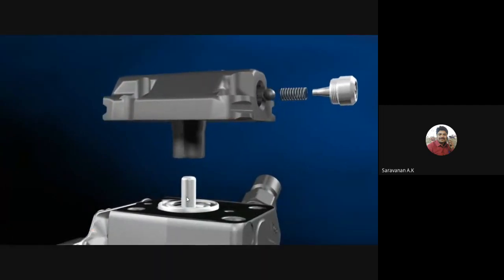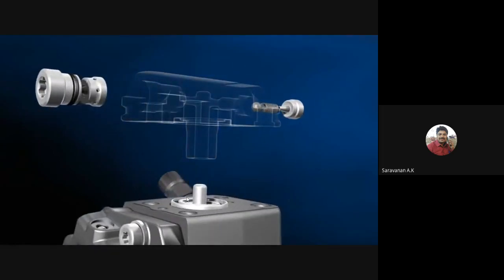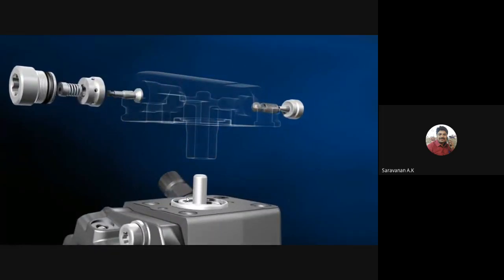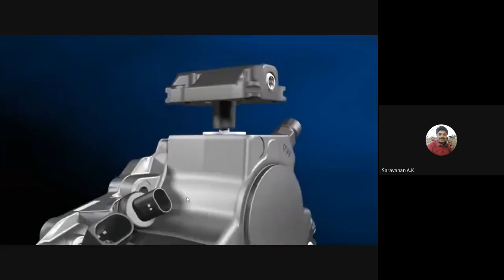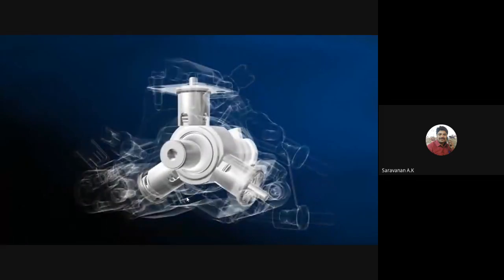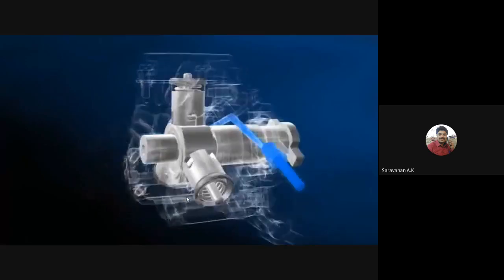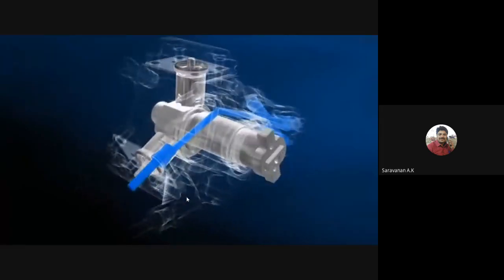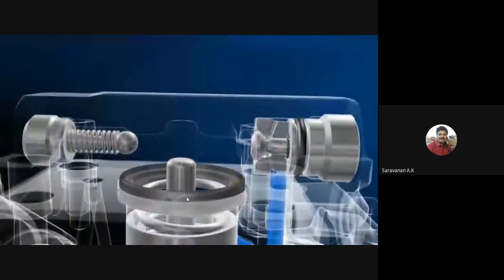Here we can see where the high pressure will be generated. You can see what the components inside the pressure pump are. The low pressure fuel comes into the pump, and you can see how it is converted into high pressure.